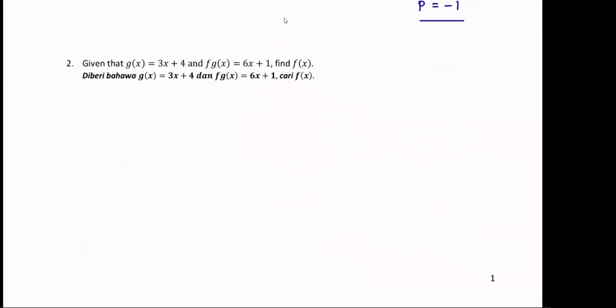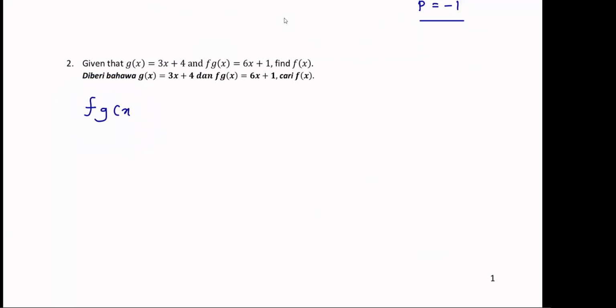Okay class, look at this one. Given that g(x) equals 3x plus 4 and fg(x) is 6x plus 1, I think most of you know about this question. If you look at this combination, from where do I get this? You can see from here. I get it from here.